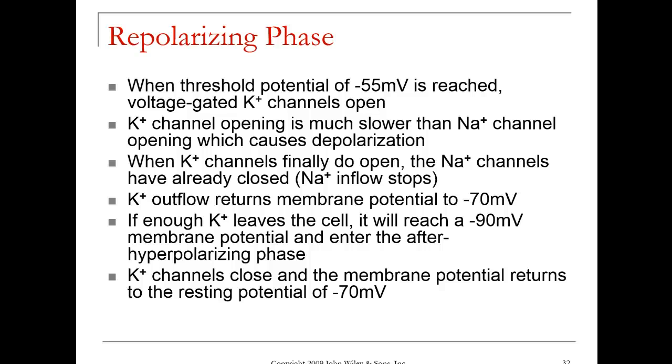Okay, so the potassium outflow is going to return the membrane back to negative 70 millivolts, and in fact, it will hyperpolarize. Enough potassium will usually leave the cell that it could hyperpolarize all the way down to negative 90 millivolts before the potassium channels close. Now, once the potassium channels close, even if it's hyperpolarized, the normal processes for the resting membrane potential will return it back to negative 70 millivolts.